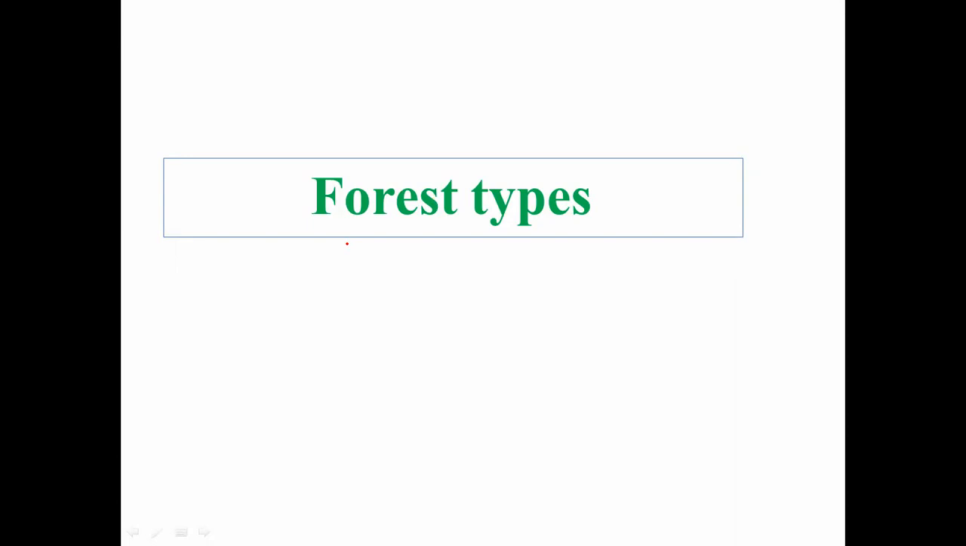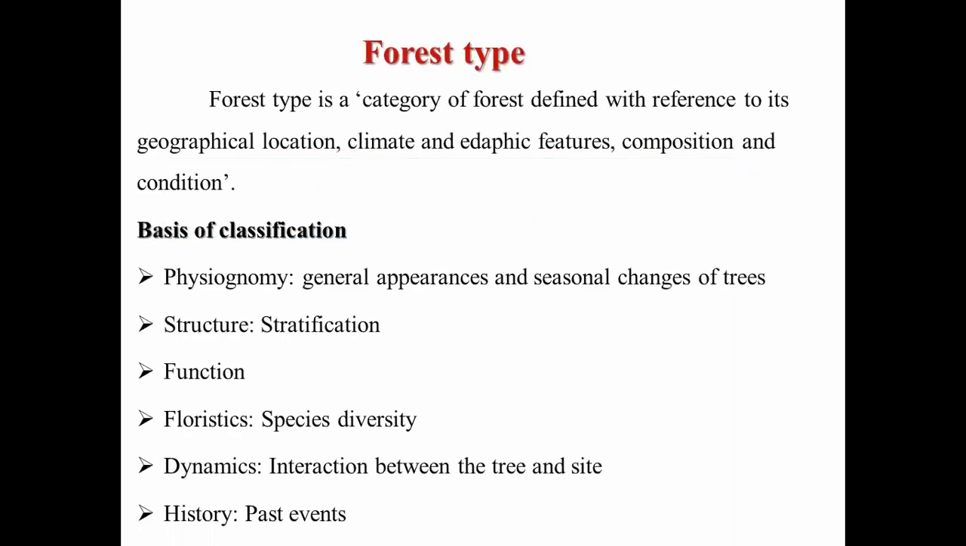So we are going to read the forest types. Next, what is the simple meaning of forest types?